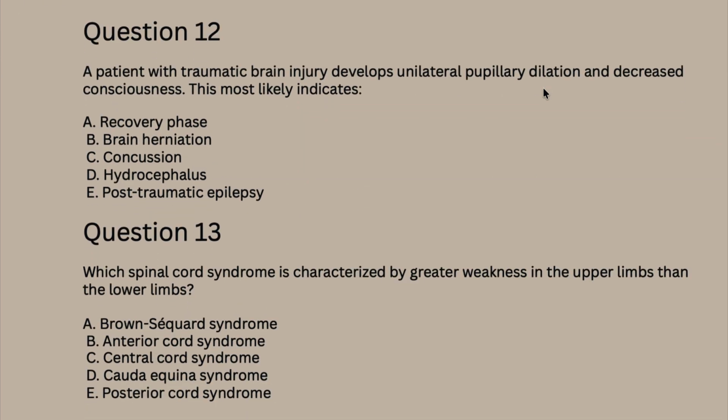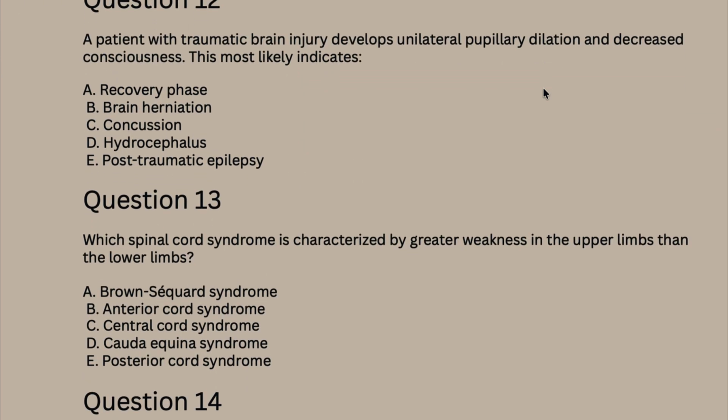And let's look at question 13. Question 13, which spinal cord syndrome affects the upper limbs more than lower limbs? And the correct answer will be central cord syndrome. And this is because it's usually caused by cervical hyperextension injuries. And that's because cervical fibers supplying the arms are affected more severely. So the upper limb weakness is greater, and this is a very ideal thing to remember.